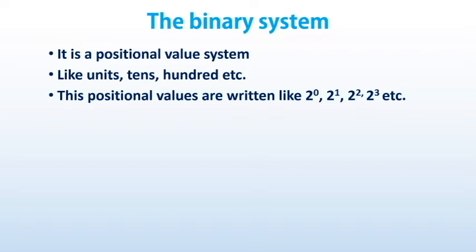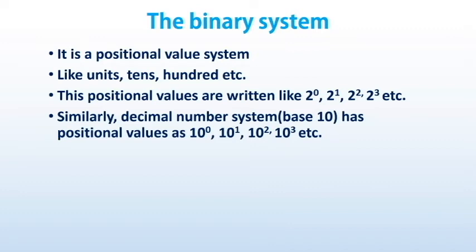Similarly, in the decimal number system we can write 10 raised to 0, 10 raised to 1, 10 raised to 2, 10 raised to 3, and so on. Here we are taking 10 as the base because the decimal number system is also called the base 10 system, because we have 10 digits in the decimal number system.